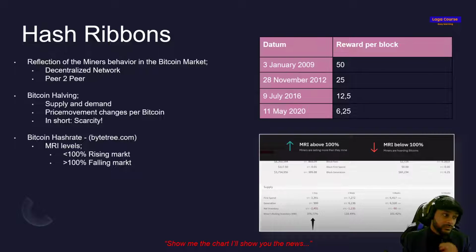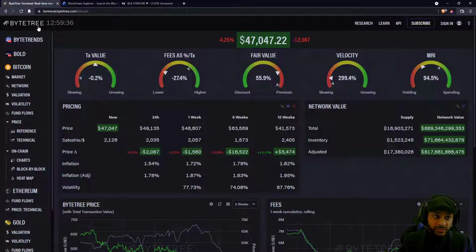If they tend to trade on the spot market, that's one thing. If they go over the counter, it's going to be a different story. You will learn about it along the way. Don't worry about it. So keep that in mind: above 100 means they're selling, below 100 means they're hoarding. Hoarding means holding. So I'm going to show you guys a website called buytree.com.